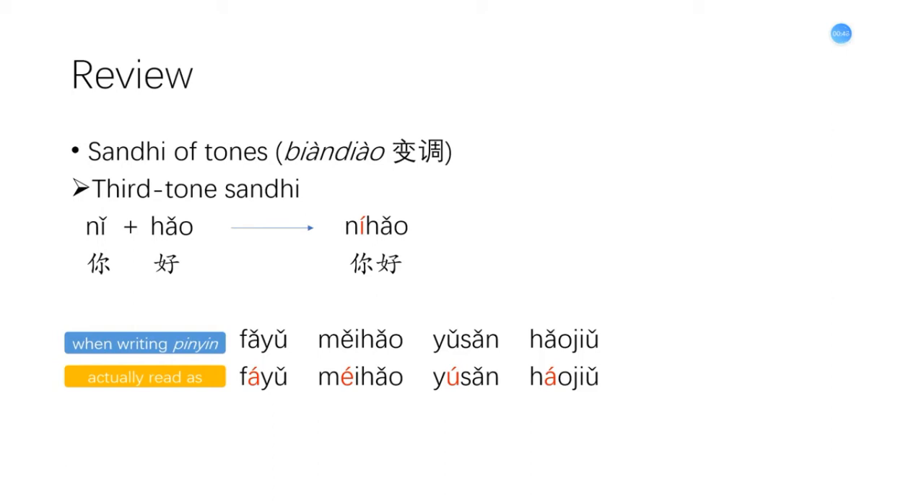If a third tone syllable is followed by another third tone syllable, the first one changes into second tone, right? For example, like 你好, so this 你 is a third tone syllable. If 你 is followed by another third tone syllable, like 好, then this 你 changes into second tone. So in actual pronunciation, it is pronounced as 你好. So this 你 changes into second tone. This is the third tone sandhi, 三声变调.